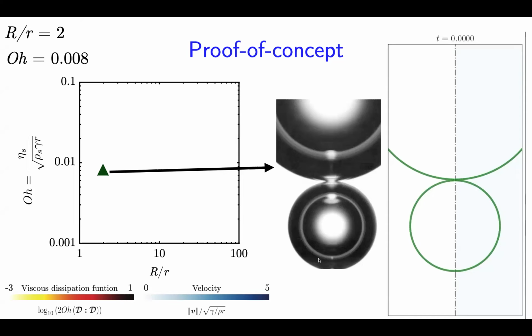Here on this side, you will see the experiments, and on this side, you will see the simulations. In all the simulation videos, the left-hand side panel will show the viscous dissipation function on a log10 scale. We do it on a log10 scale in order to distinguish regions of high viscous dissipation, given by black, and regions of low viscous dissipation, given by white. On the right-hand side, we are plotting the velocity normalized by the inertial capillary velocity. Dark blue means high velocities and white means zero velocities.